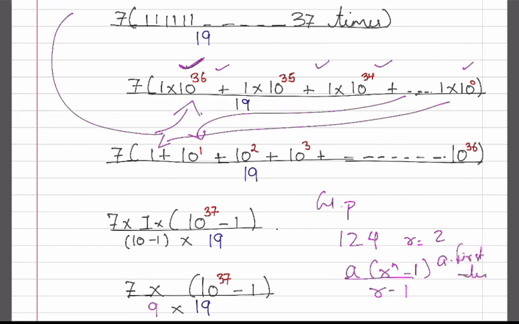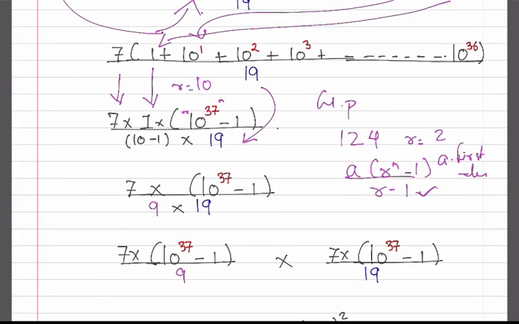So from this I find my common ratio is nothing but 10 here. 10 divided by 10 raised to 2 divided by 10, my common ratio is 10. So what do I write? A, my first term, is 1. This 7 remains as it is. My first term a, which is 1, into r raised to n. This is my r. How many terms are there? 1 to 36, 37 terms. So r raised to n, n is my 37, minus 1, divided by r minus 1, right? So what is my r here? Common ratio 10. 10 minus 1 is 9, into 19, which remains here. So now the problem is reduced to 7 into 10 raised to 37 minus 1 upon 9 into 19.